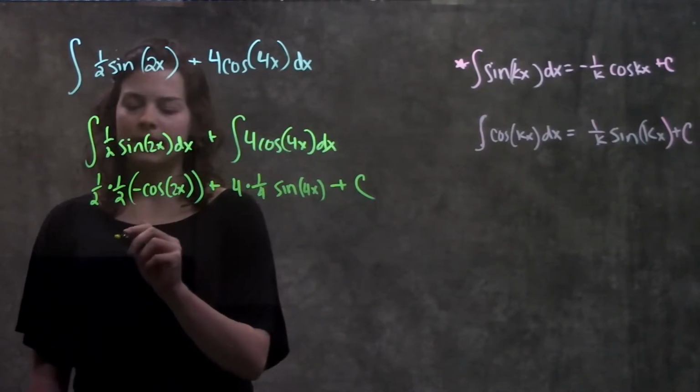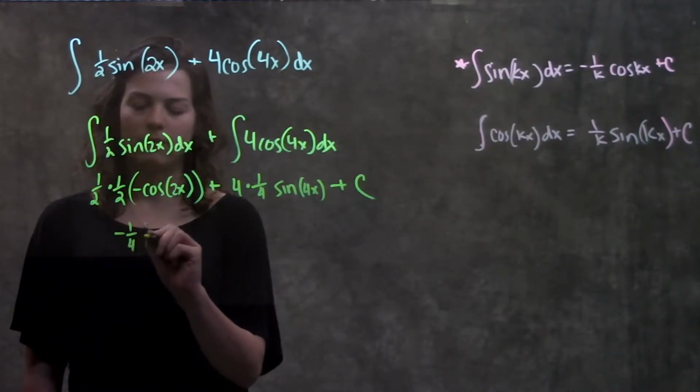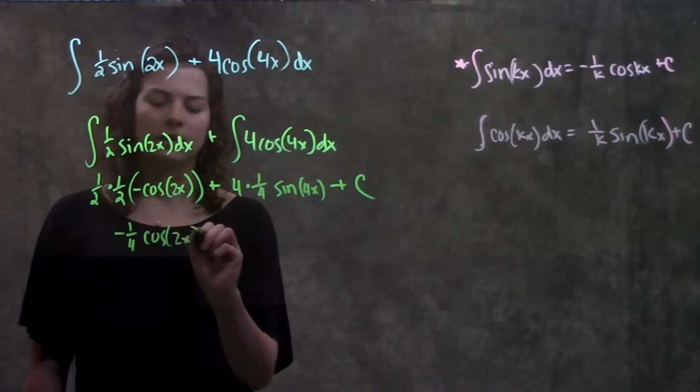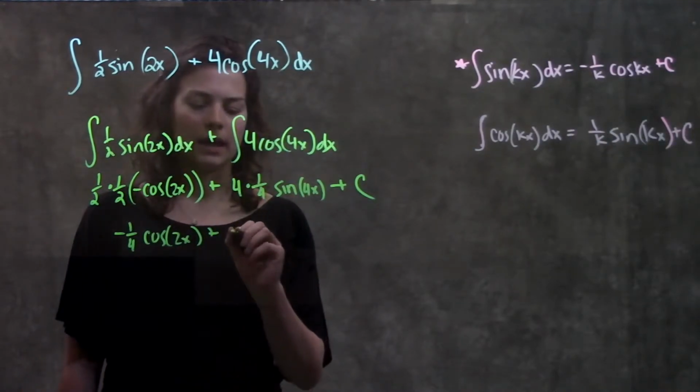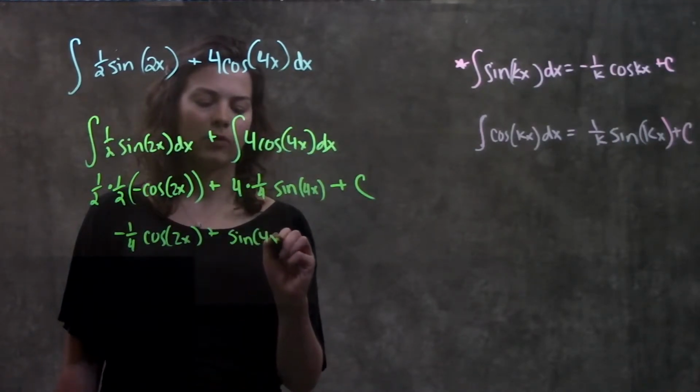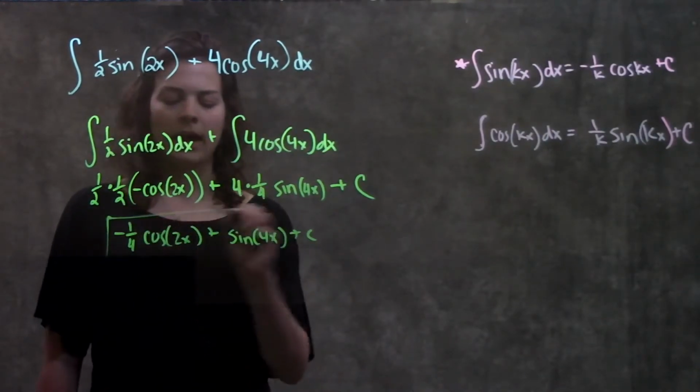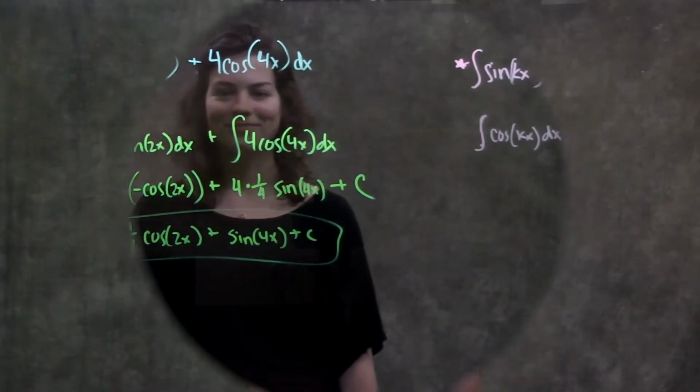And going through simplifying some of this, over here I have minus 1/4 cosine of 2x, plus the 4's cancel, and I'm just left with sine of 4x plus c. And that's your final answer.